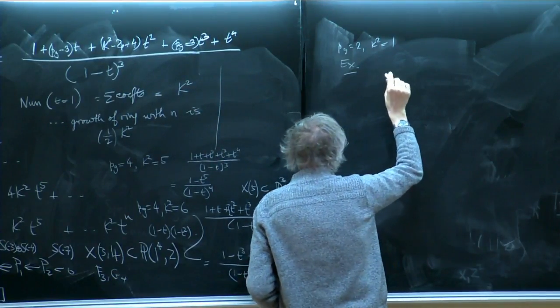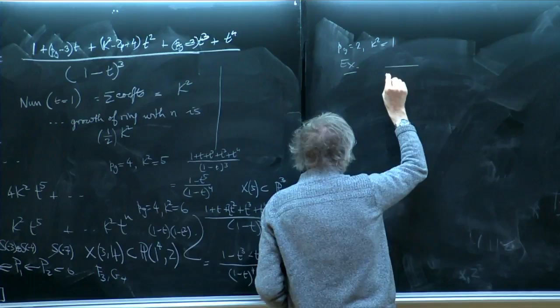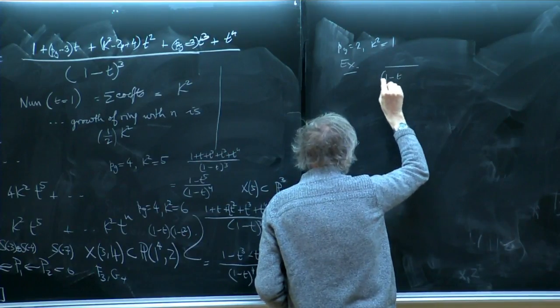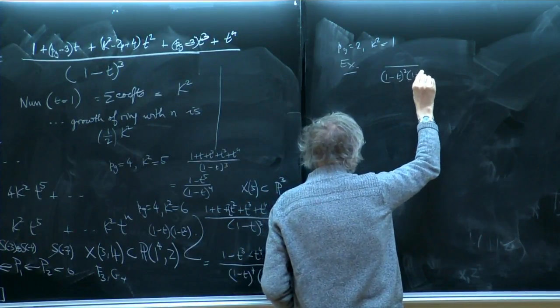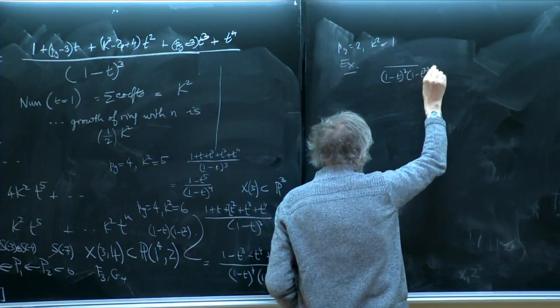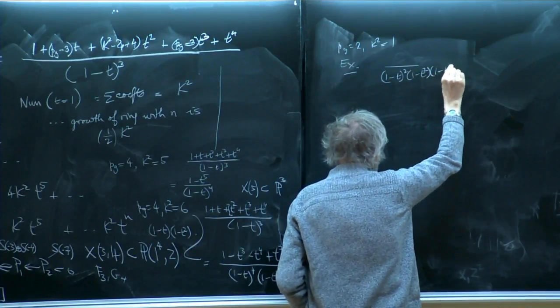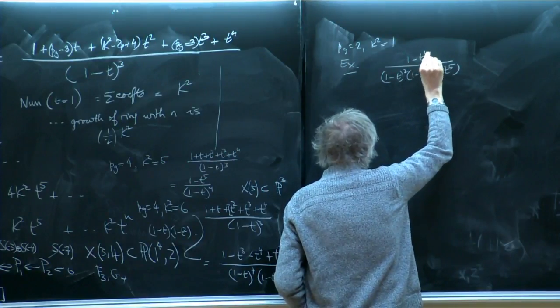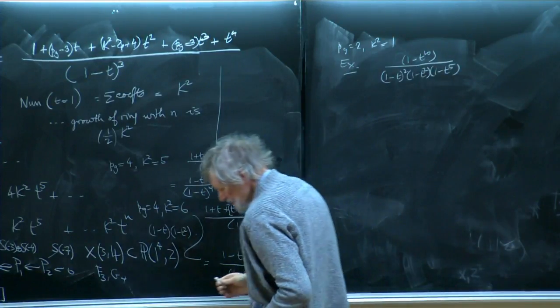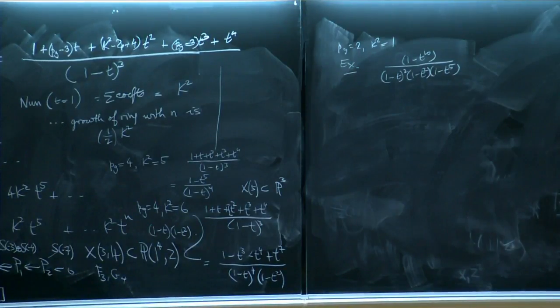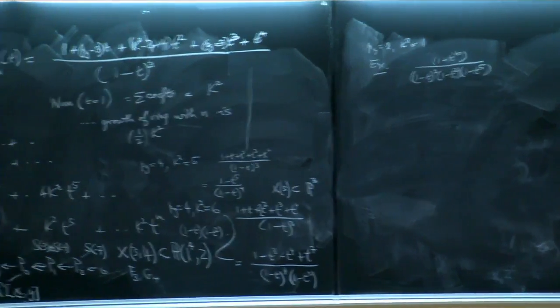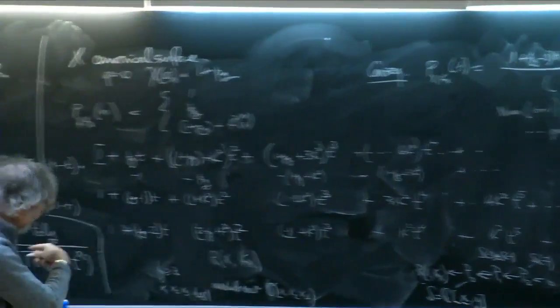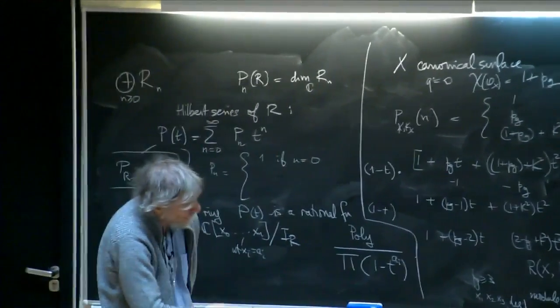What I'm going to get is 1 minus t squared, 1 minus t squared, 1 minus t to the 5th, 1 minus t to the 10th. And so the calculation I'm doing here, this Hilbert series calculation, contains exactly the same ingredients as all of this counting monomials I was doing earlier.